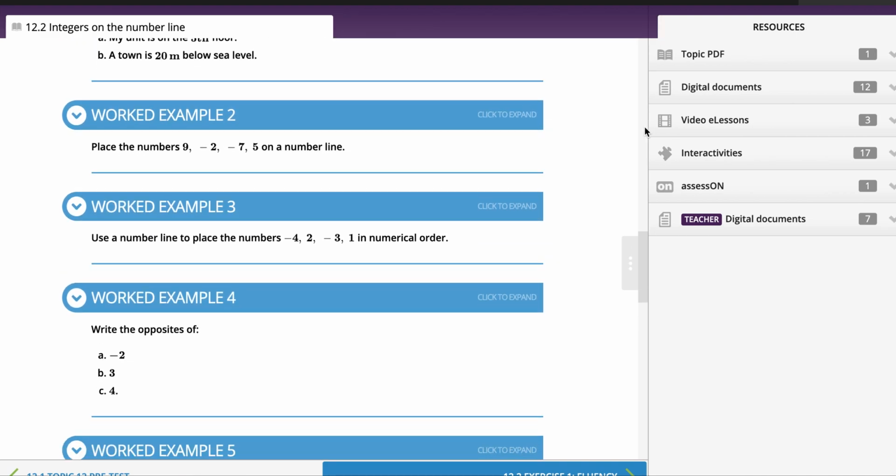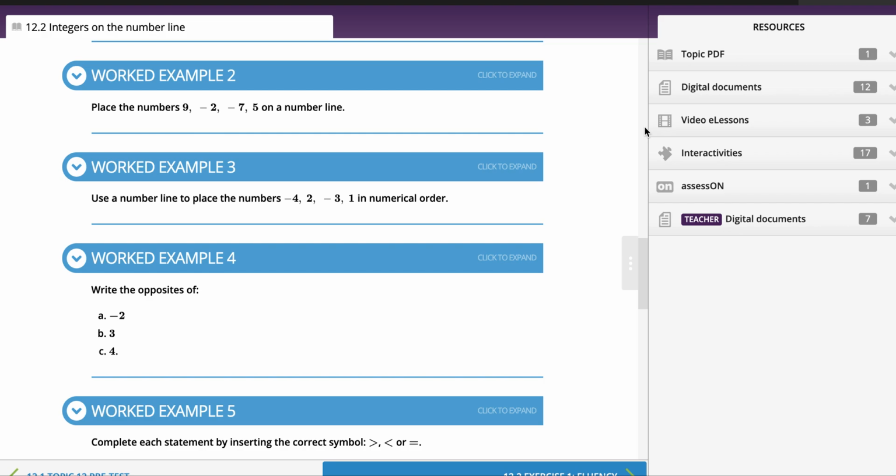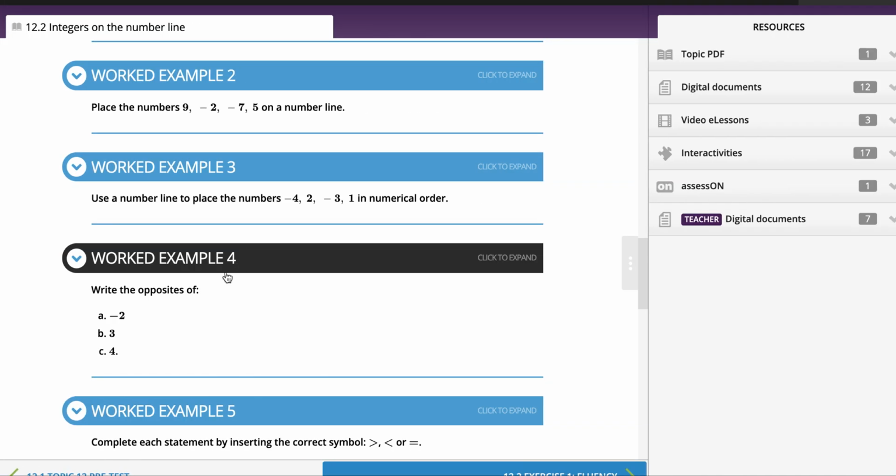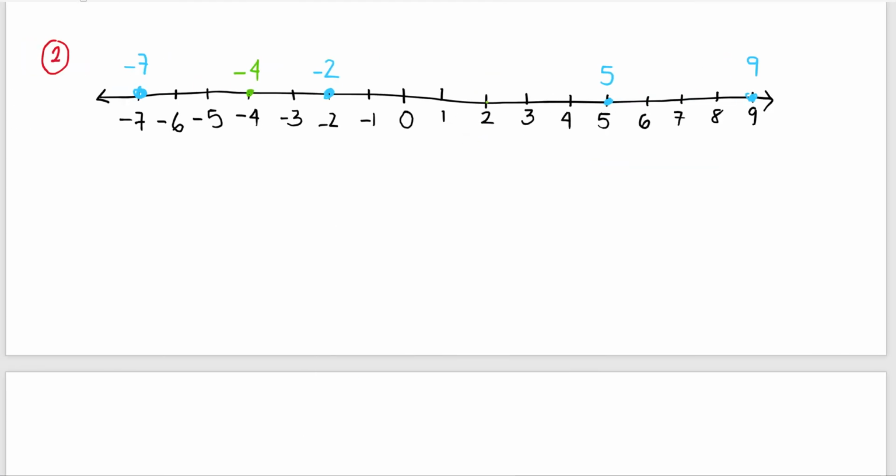Wonderful. Let's do example number 3. Use a number line to place the numbers -4, 2, -3, and 1 in numerical order. So here they're asking us to order these ones. I'm going to use the same number line as just did, but I'm going to put them with green, and then we're going to write them in numerical order, which means in ascending order from smallest to largest. So -4, I'm going to use green here. Where is -4? Here it is. So -4. Then they're asking me to place 2, which is here.